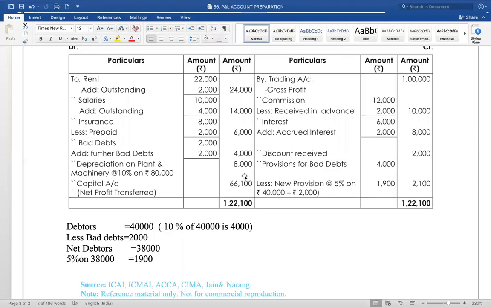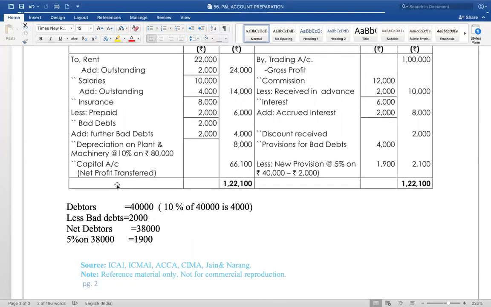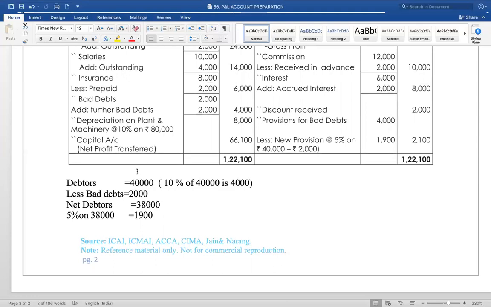66,100. If the debit side amount is more than the credit side total, then you will write here by net loss. By net loss. So this net profit is taken to the balance sheet and added to the capital in the balance sheet. If it is net loss, it is deducted from the capital in the balance sheet.